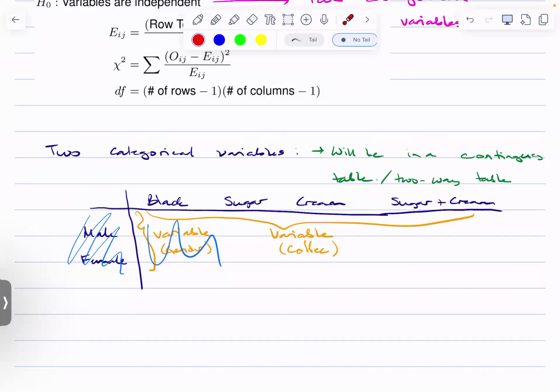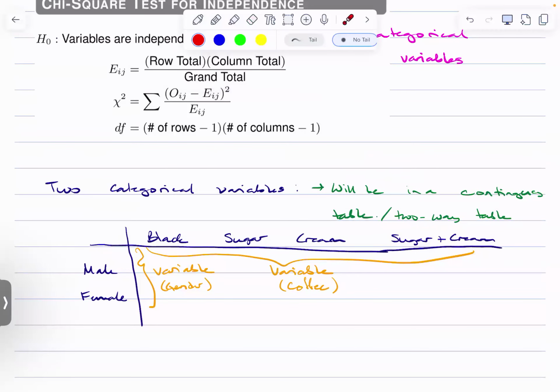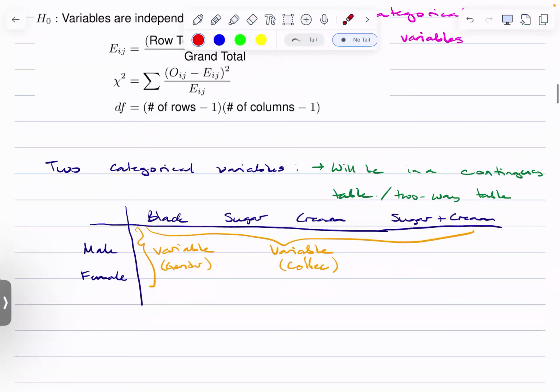So if it's just one variable with more than two categories, 3 or more, then it's a goodness of fit test. But if you have a two-way table like this, it's going to be a test of independence. And so that's your biggest clue. Wait, sorry, you said if you have 3 or more, it's a what? It's a goodness of fit test, like we did last day.